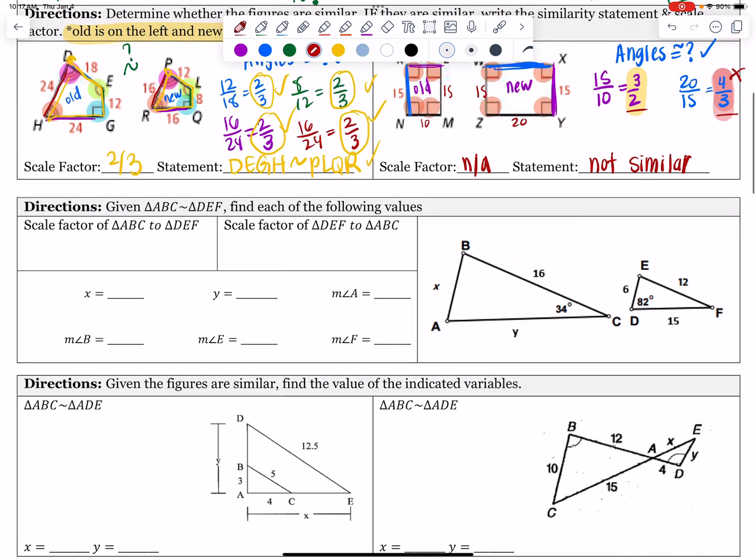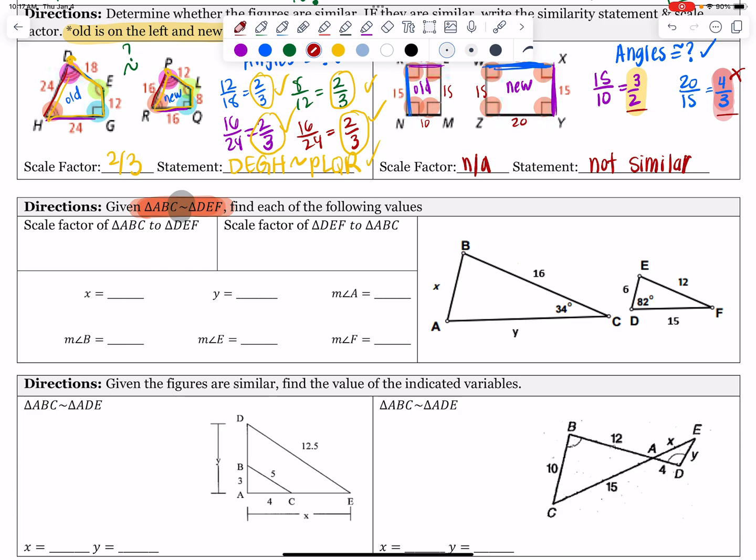All right. Now, what's interesting on this next part is they give you the similarity statement. So we start by knowing that they're similar to each other. So we know that these shapes are going to be similar to each other. And we want to find the missing values. So first we want to find the scale factor of ABC to DEF. ABC is the one on the left, DEF is the one on the right.